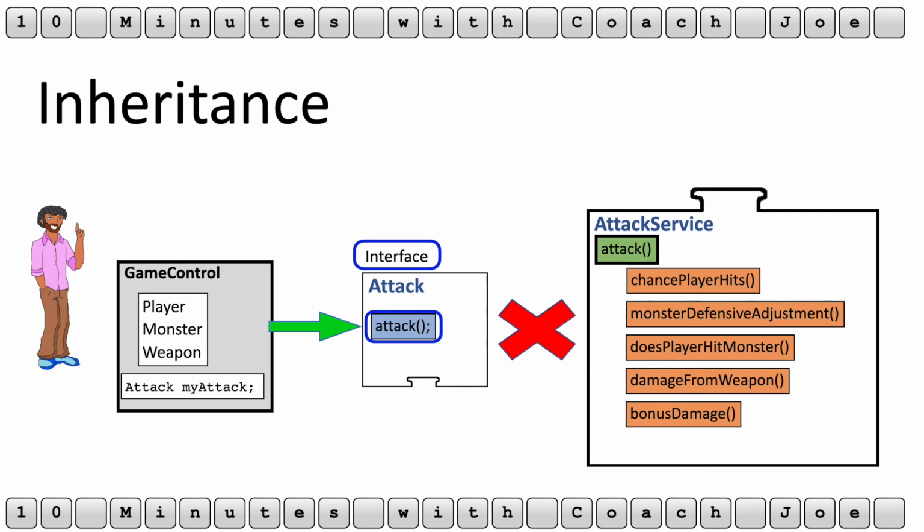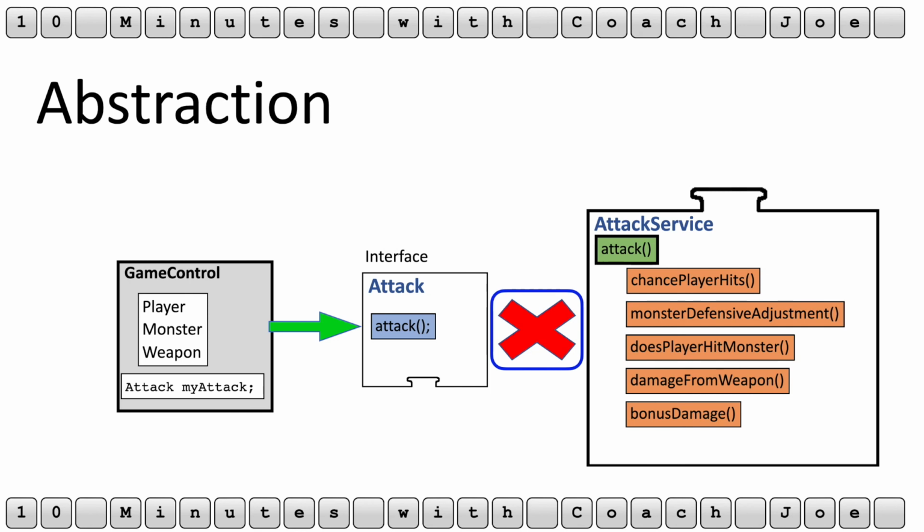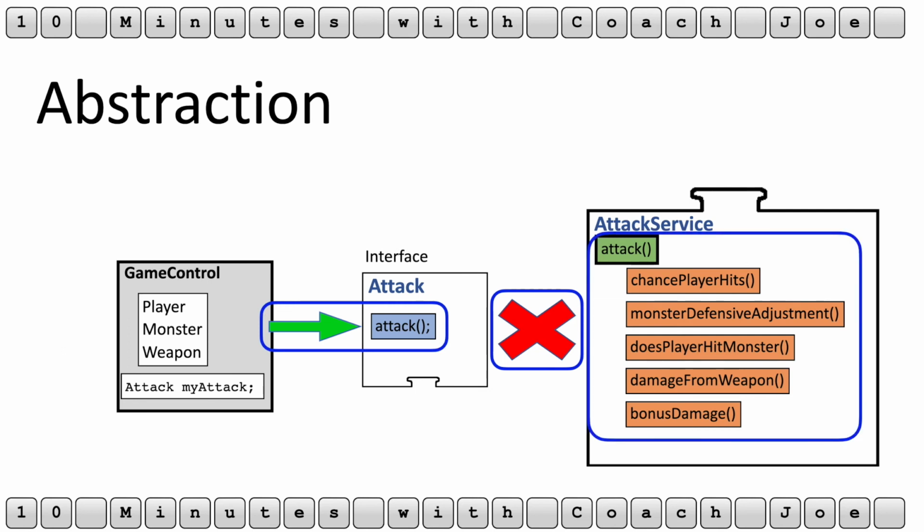Remember, the parent class should favor the interface over a normal class. Utilize abstract methods over non-abstract methods whenever possible. Composition was used inside the game control class to hold the attack interface as a variable. Abstraction was used to hide or abstract away the attack process from the game control class by calling a single abstract method. The attack service implemented the abstract method and performed all the work.